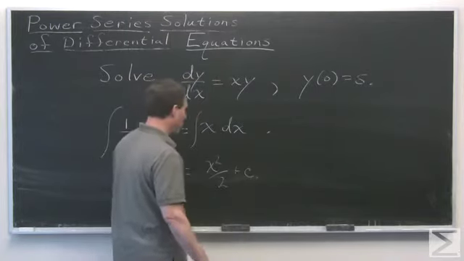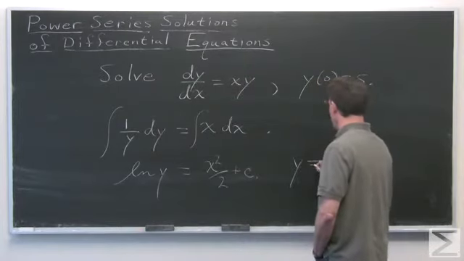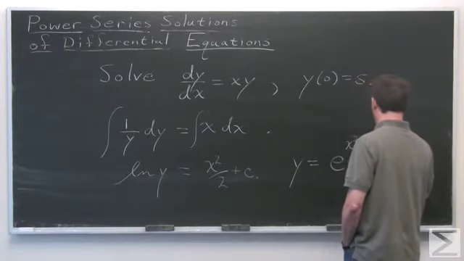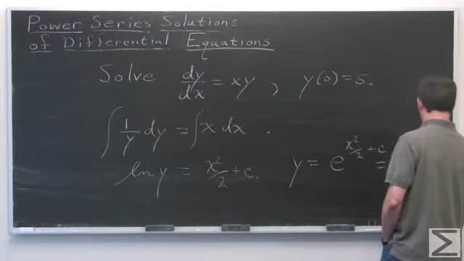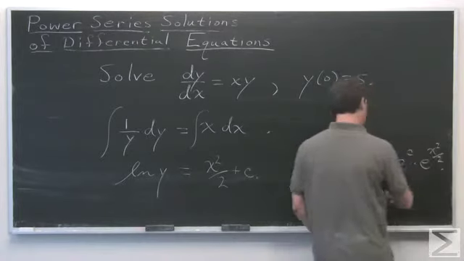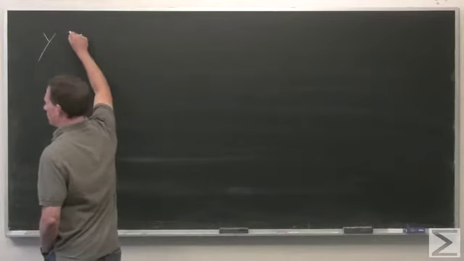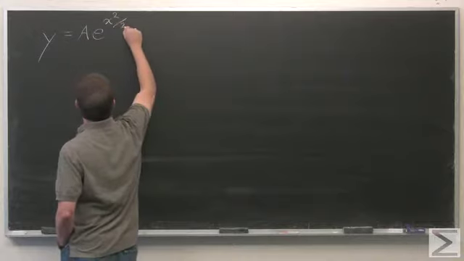We'd like to solve for y. You raise e to both sides, and you get y is e to the x squared over 2 plus c. You split off the e to the c part, and that's just some new constant. So you get y equals a e to the x squared over 2. Maybe a long time since you solved separable equations, but that's what you do.